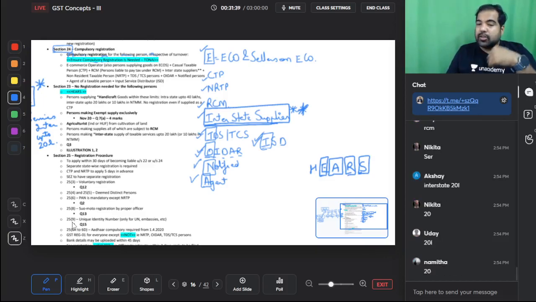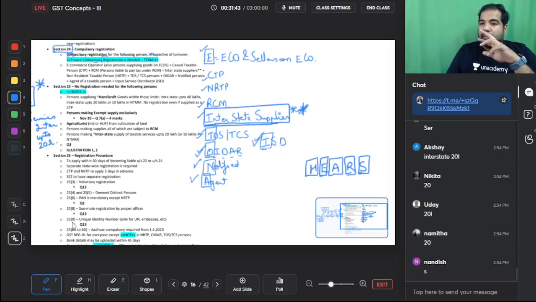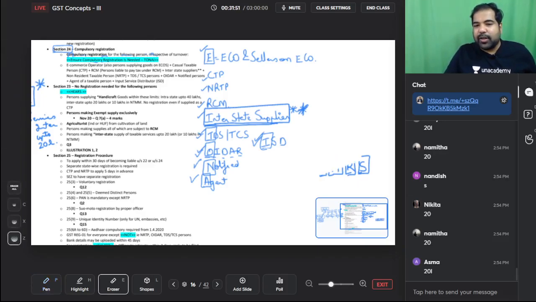Not intra-state, services interstate also. And handicrafts also, interstate, or even a casual taxable person, up to 20 lakhs. Good, perfect guys. One more section down, that is section 23.